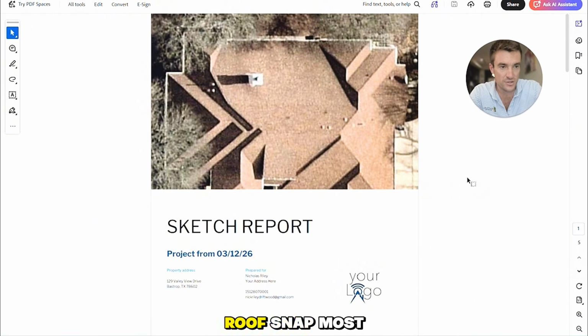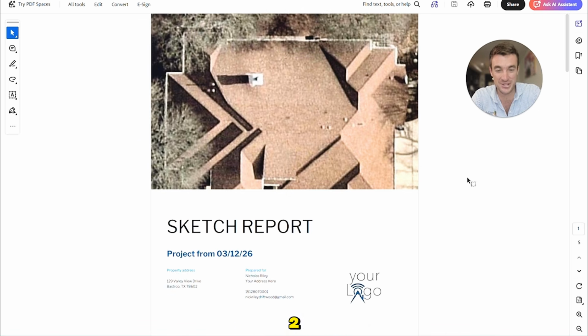Now, I use Roof Snap. Most of the guys on our team use EagleView, but there are a lot of different applications contractors can use to order measurements. Now, measurements do 2 things. Number 1, they show you the size of the roof. And number 2, they show you the complexities of the roof as well.